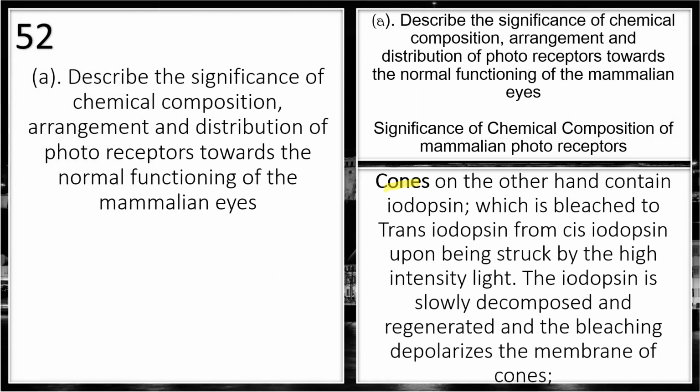We have the cones, which, on the other hand, contain iodopsin, which is bleached from cis-iodopsin to trans-iodopsin upon being struck by high intensity light. Iodopsin is slowly decomposed and regenerated, and the bleaching depolarizes the membrane of cones.